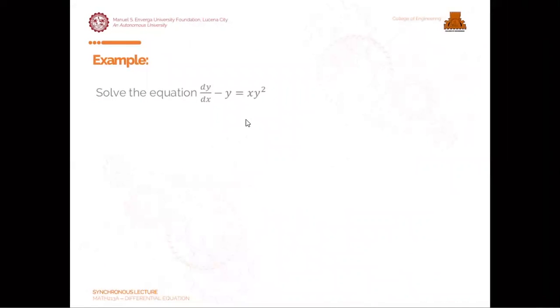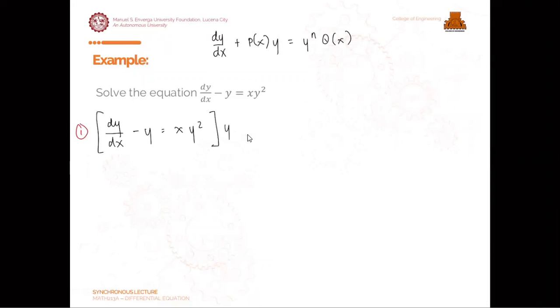Okay, so we have dy over dx minus y equals to xy squared. So, yung form ng Bernoulli again is dy over dx plus p of x y is equals to y to the n q of x. So yung first step daw is multiply mo daw yung y to the n dun sa lahat ng equation. So multiply natin by y negative 2, kailangan mawala yung nasa right side. So this will be y negative 2 dy dx, and this will be minus y negative 1 equals to x.